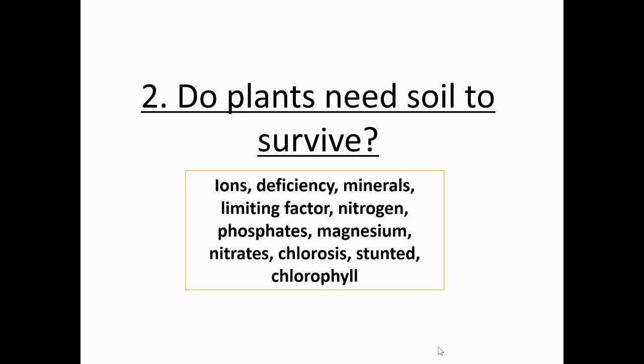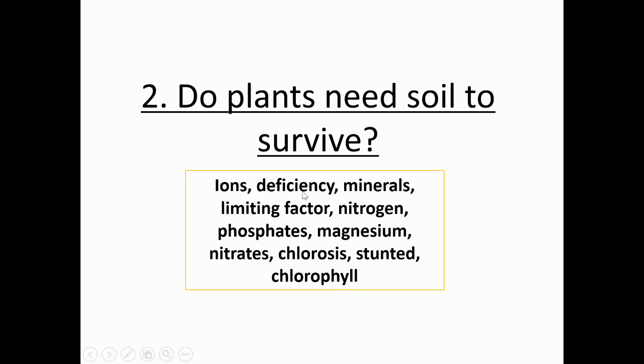The keywords for today's lesson are ions, deficiency, minerals, limiting factor, nitrogen, phosphates, magnesium, nitrates, chlorosis, stunted, and chlorophyll. Okay, you'll probably recognise most of these words from before, perhaps not chlorosis. We'll look into that in a bit more detail in a minute, but that's basically when plants go yellow. So they change colour, they should be green, but they've gone yellow.